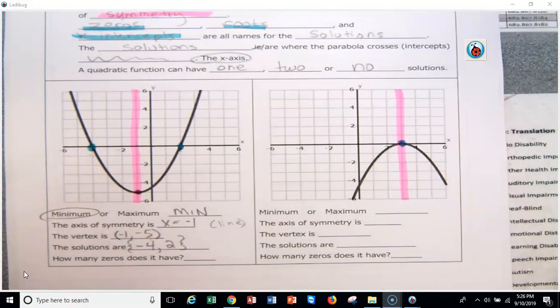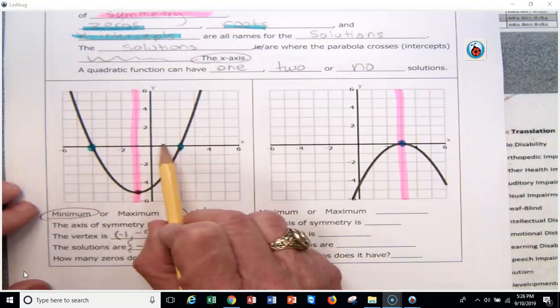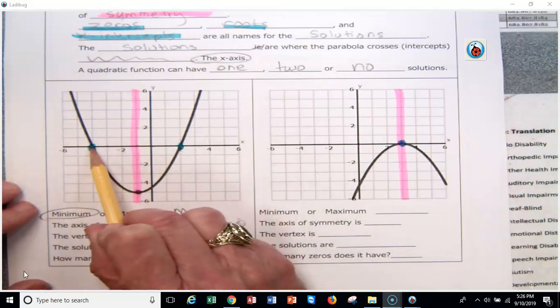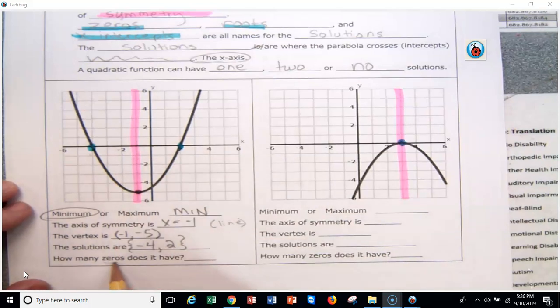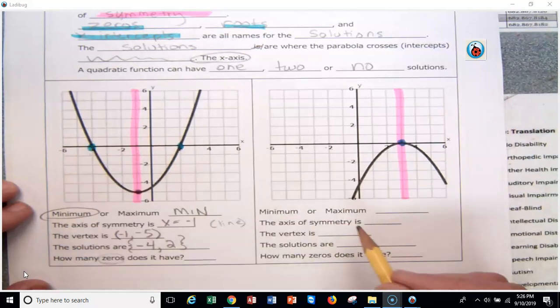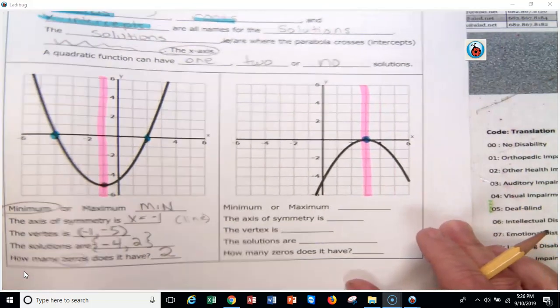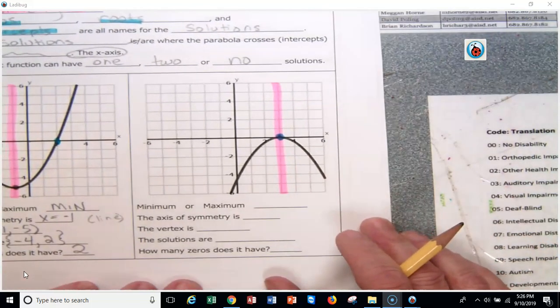So the solutions are -4 and 2. And those are the values along the x-axis where that function intercepts it. Now how many zeros does it have? Well, the zeros are the x-intercepts, so it has 2. Knowing that, let's go over here to the second example.